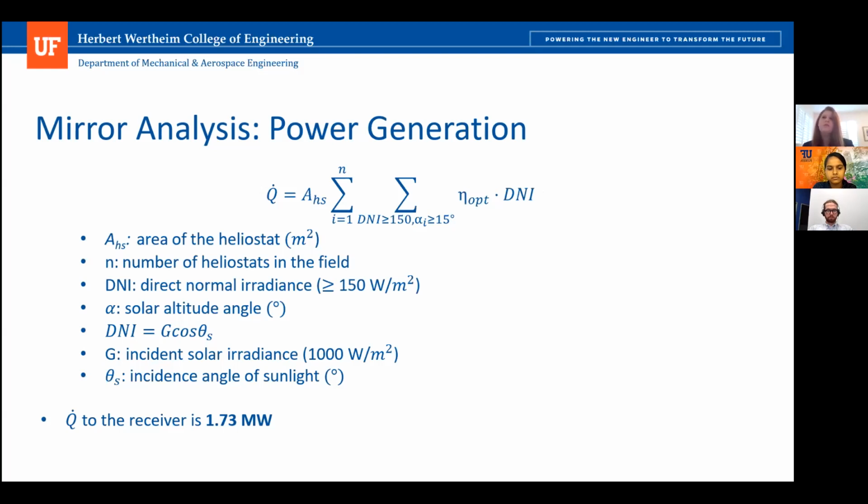An incident solar irradiance of 1000 watts per meter squared is assumed, with the incidence angle dependent on the location of each heliostat in the field. Thus, the total power generation for the proposed field layout is 1.73 megawatts, and this was found to exceed the customer need of 1 megawatt. Next slide, please.